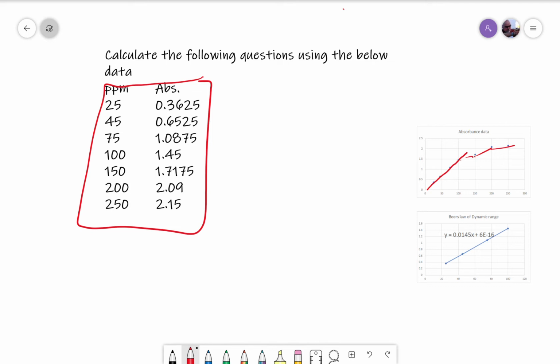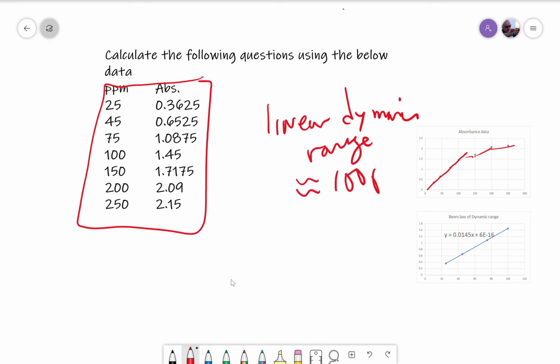That means that the linear dynamic range is effectively only going to go up to about 100 ppm, and none of the data beyond that can be used in the calculations. You can only use the data that is within the dynamic range.